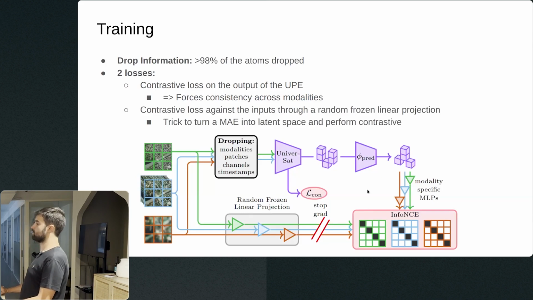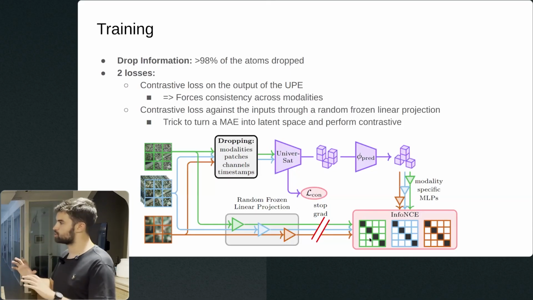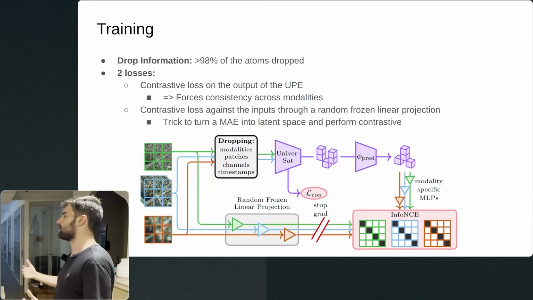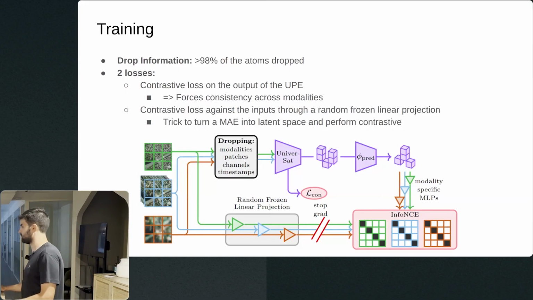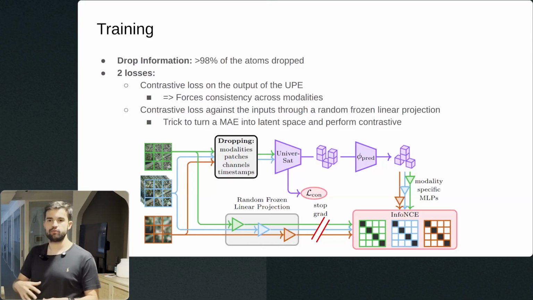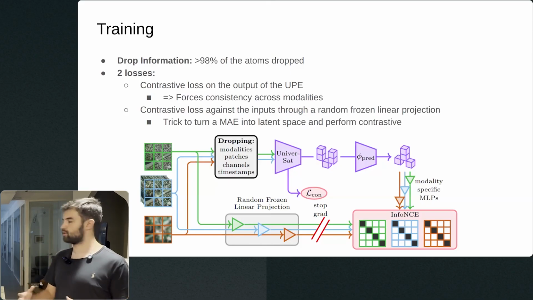And then we're going to reconstruct the missing input through a random frozen linear projection. It's basically just a trick to not reconstruct pixels but embeddings. And as you're going to reconstruct embeddings, you are able to do contrastive learning, and this will lead to much more diverse representations and avoid a lot of collapse modes.